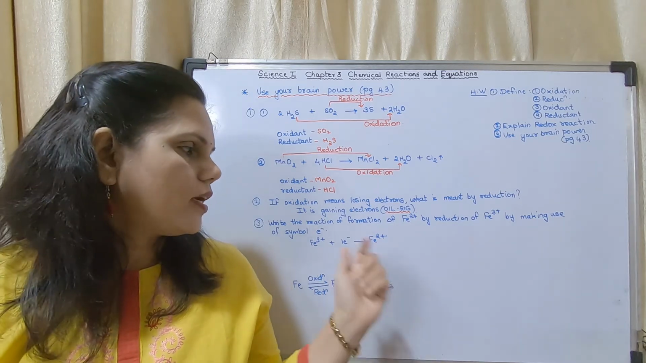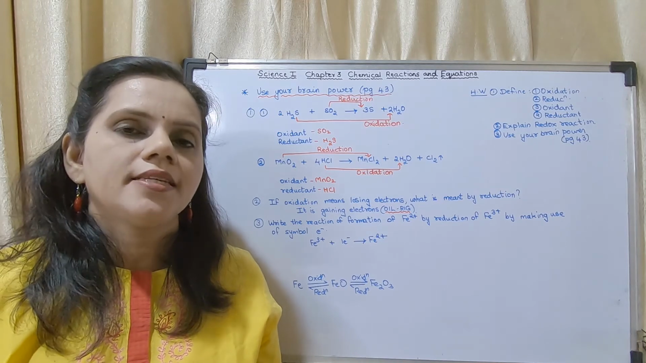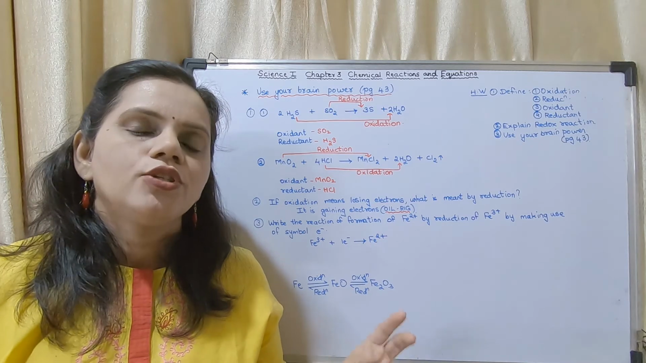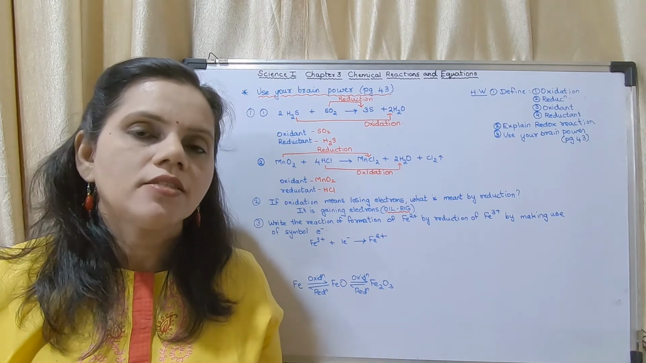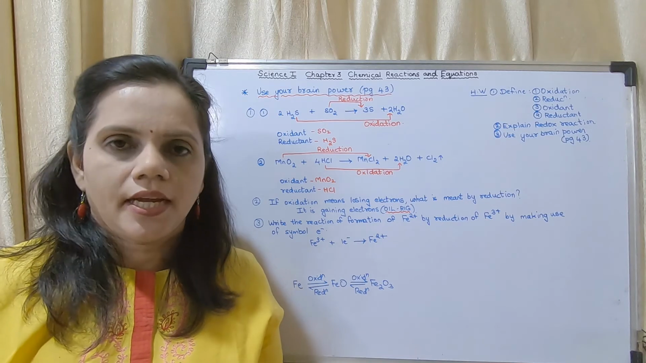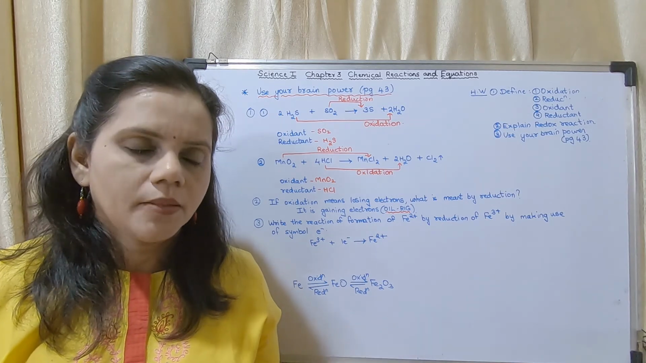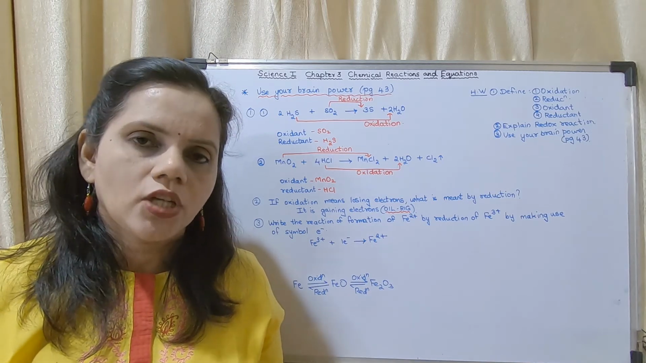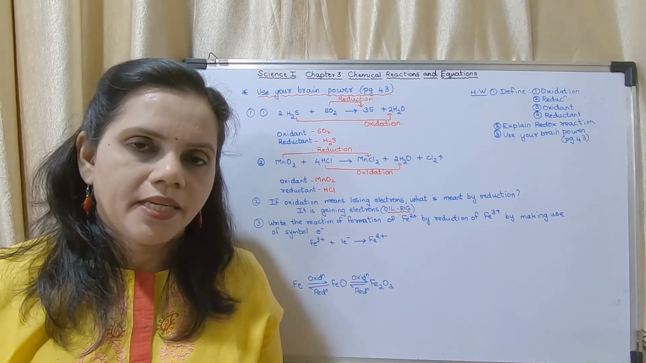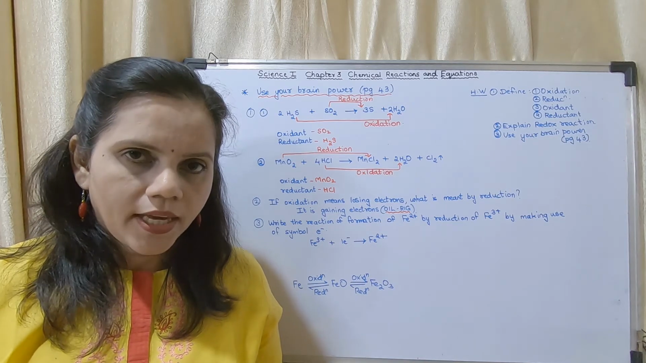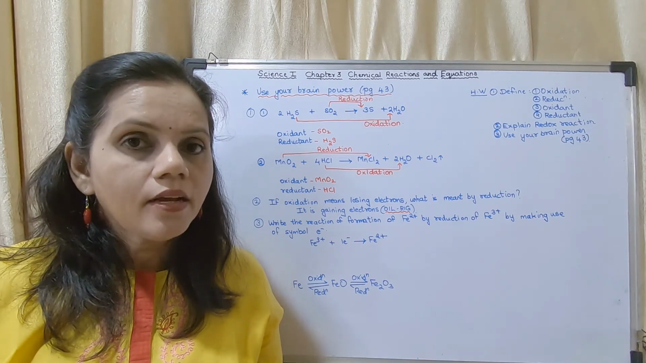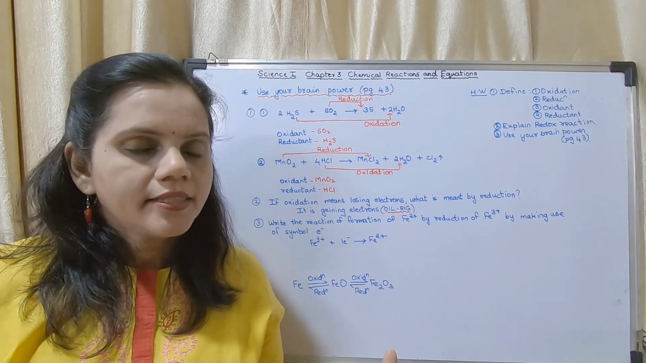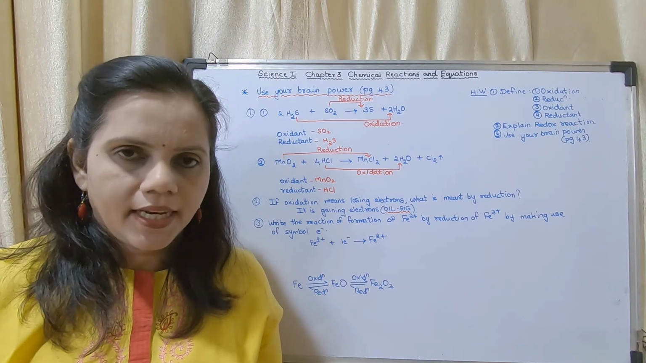Now here Fe3+ means it has lost 3 electrons. 1 plus means lost 1 electron, 2 plus means lost 2 electrons, 3 plus means lost 3 electrons. 1 minus means gained 1 electron, 2 minus means gained 2 electrons, 3 minus means gained 3 electrons.